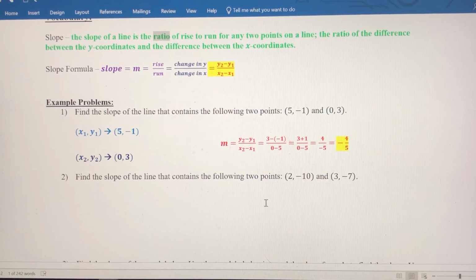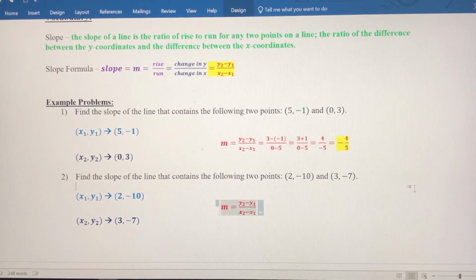We want to find the slope of the line that contains the following 2 points, (2, -10), and then (3, -7). All right? So first thing, we're going to say x1, y1 is going to be this (2, -10). The second point, (3, -7), that's going to be my x2, my y2. All right, and I want to plug those into my formula. Okay, so we've got the formula again. This is my y2, so I'm going to plug that in here. So -7 is going to go here, and -10 is going to go here. All right, same thing with my x's. x2 minus x1, so my denominator should be 3 minus 2.